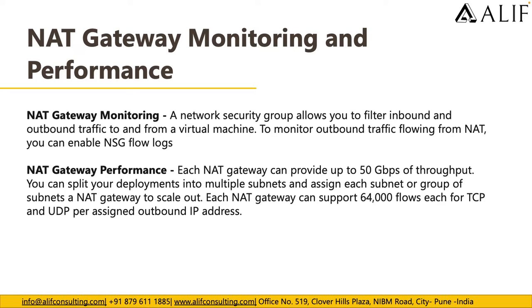Another one is NAT gateway performance. Each NAT gateway can provide up to 50 Gbps of throughput. We can split our deployments into multiple subnets, assigning each subnet or group of subnets to a specific NAT gateway to scale out, and each NAT gateway can support 64,000 flows each for TCP and UDP per assigned outbound IP.